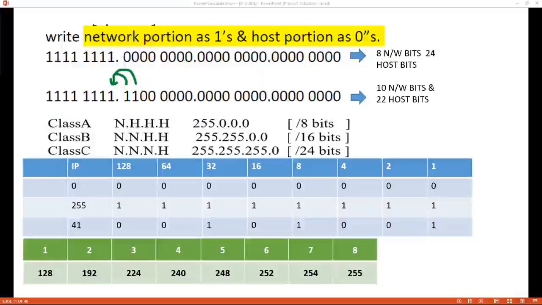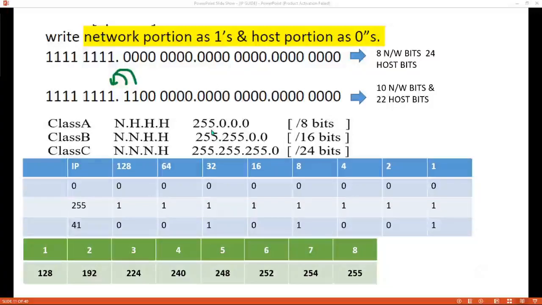Next we'll have a look at the subnet mask. If you have /8 network bits, you can write the subnet mask as 255.0.0.0. For /16, you will write 255.255.0.0. In /24, you will have 255.255.255.0. So you can note that each complete 8 bits is represented by 255.